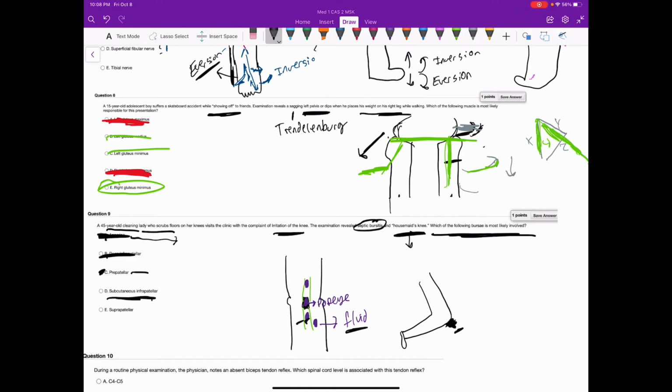Subcutaneous infrapatellar. So what is this going to be? It's just below the skin, and it's in the infrapatellar region as well. So infrapatellar is wrong if you see that. And then suprapatellar, right above, is also not on the floor, so that's wrong as well. Subcutaneous infrapatellar bursitis, however, we could talk about real quick before I move on.